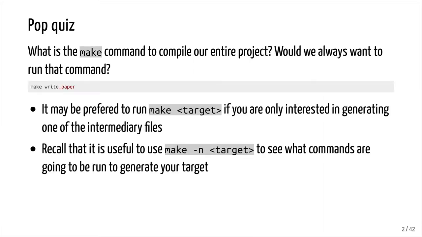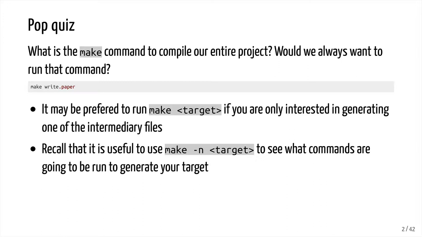So the command is make write.paper. That was the final rule that pulls together all the PDFs and all the figures and everything and makes sure that all of our manuscript files are generated that we might want to use to share with collaborators or for submission to a journal. But it might be preferred to run make on another target if you're only interested in generating one of those intermediary files.